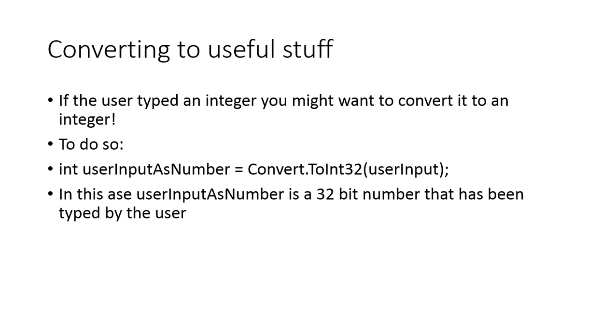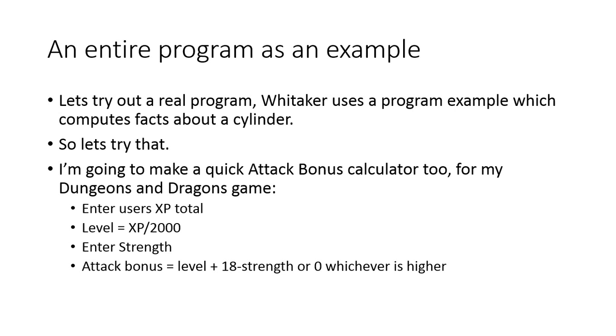So from there you have to convert to a useful thing such as an integer. To do that you can use int userInputAsNumber equals Convert.ToInt32, and that will actually give a user input as a 32-bit number. So basically that turns it into an int. As I said, most of you have probably already figured out how to do this, and I'll show you how in an example coming up here.